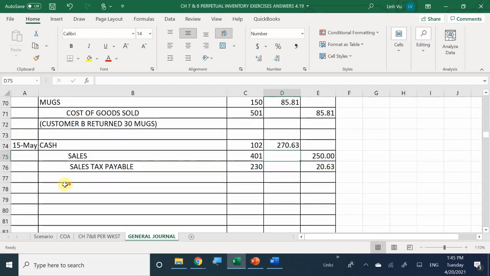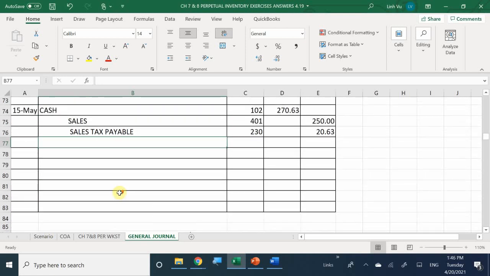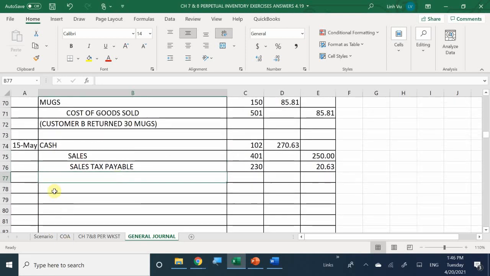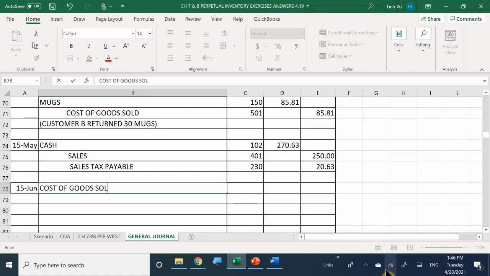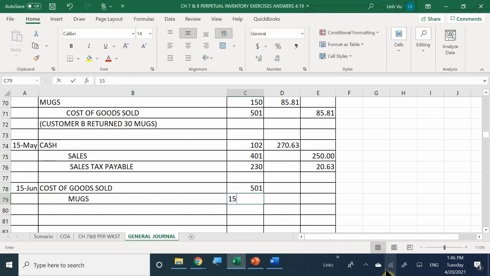270.63. And here, I'll go ahead and make a note that I sold 25 cups. But I can also do that in my next journal, because this journal is going to be related to the next one. If I sold something, what is my initial thought that I need to do for my inventory? Take them out. So what's my account going to be? Cost of goods sold. I need to calculate how much it costs me to sell those items, and then I need to update my inventory. In this case, my inventory is mugs.